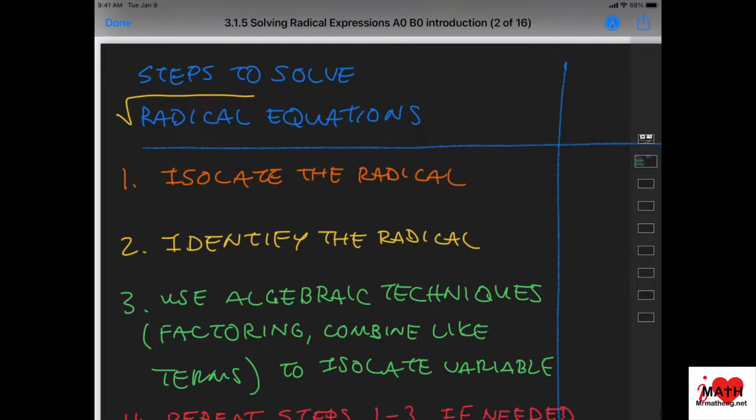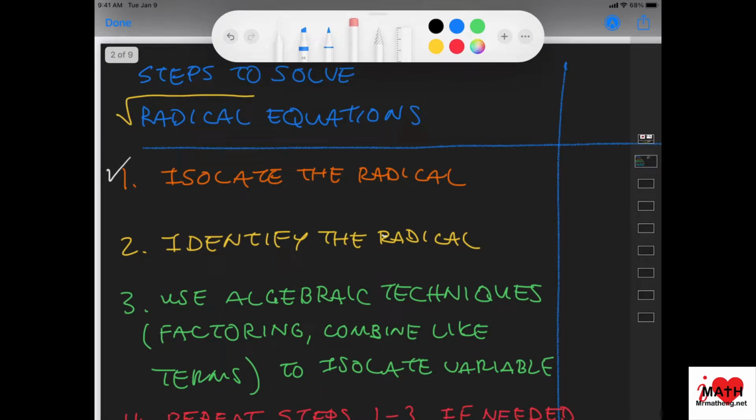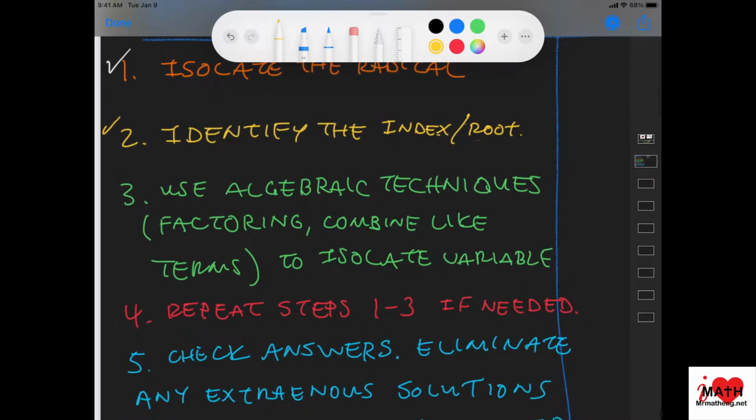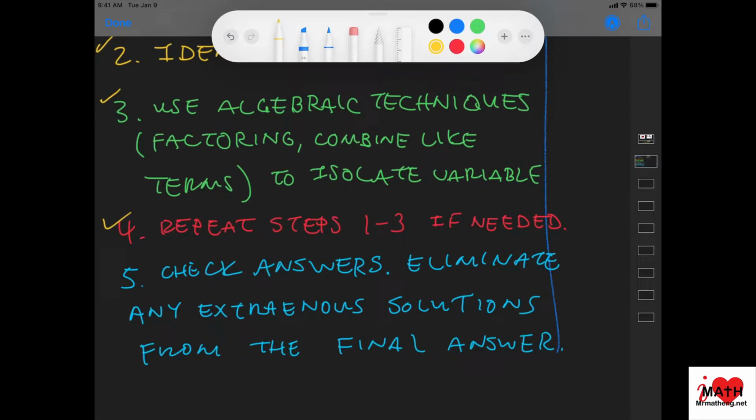Number 1, isolate the radical. Number 2, identify the radical. Sorry, that should say, might be a good time for you to copy, but this is wrong. Identify the index or root. Number 3, use algebraic techniques such as factoring, combining like terms to isolate the variable. Number 4, repeat steps 1 to 3 if needed. And number 5, check your answers to eliminate any extraneous solutions from the final answer.